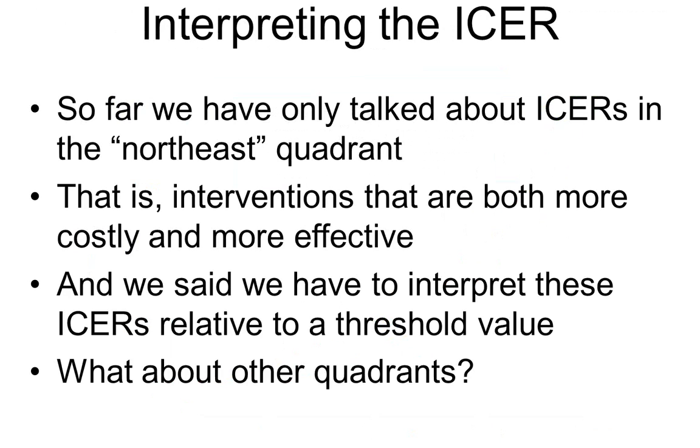So far we've only talked about ICERs in the northeast quadrant. In other words, where the costs and effects are both positive. So interventions that are both more costly and more effective than the control. And we said we have to interpret these ICERs relative to a threshold value. Well, what about the other quadrants?